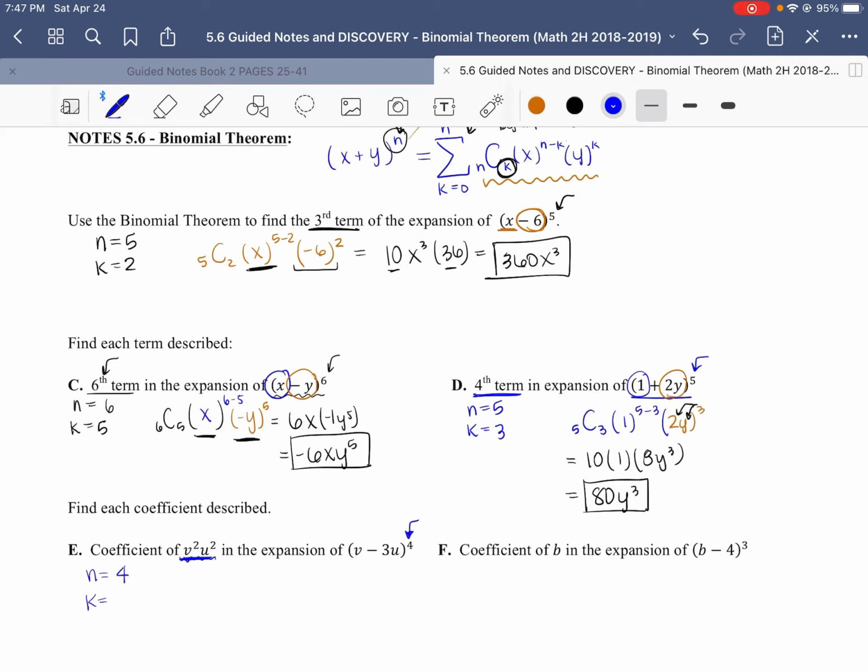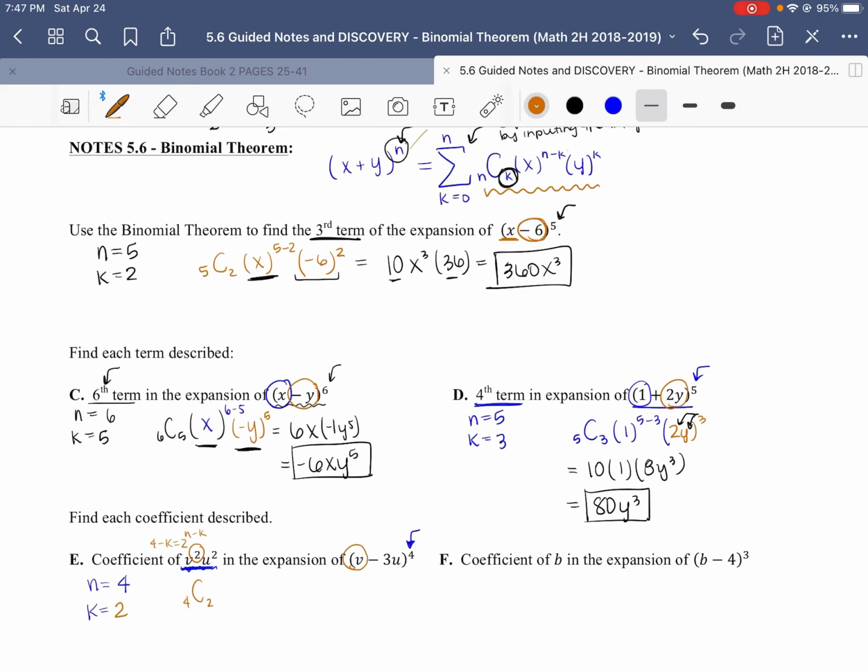And then we're trying to find the k value. Just remember that on this first term in the binomial theorem, this is always n minus k. So if you just think about, well, 4 minus what is equal to 2, k must be equal to 2. Once we have those, again, we just set it up in the binomial theorem. So we do n choose k, or in other words, in this case, 4 choose 2.